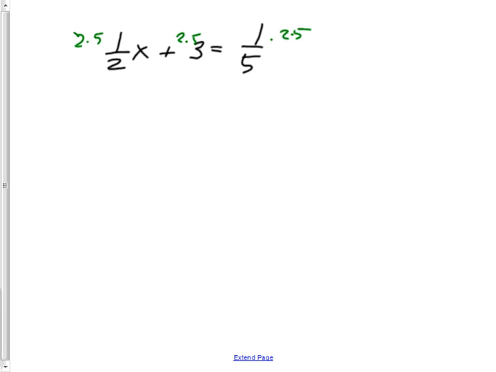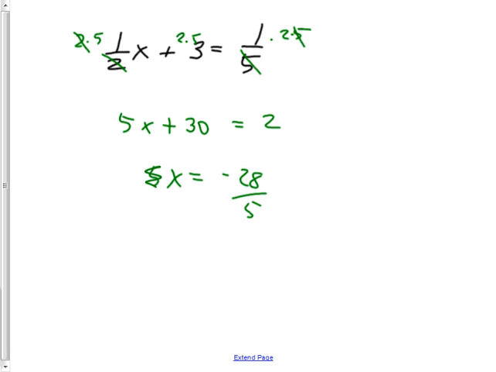I could just go: 2 cancels 2, 5 cancels 5, and I get 5x plus 5 times 2 is 10 times 3 is 30 equals 2. Subtract 30 from both sides, 5x equals negative 28. Divide by 5, and there's your answer, negative 28/5. Raise your hand if you had that one right. Okay, good. Now, let's see if you can do this other top 20 question, the distance formula.